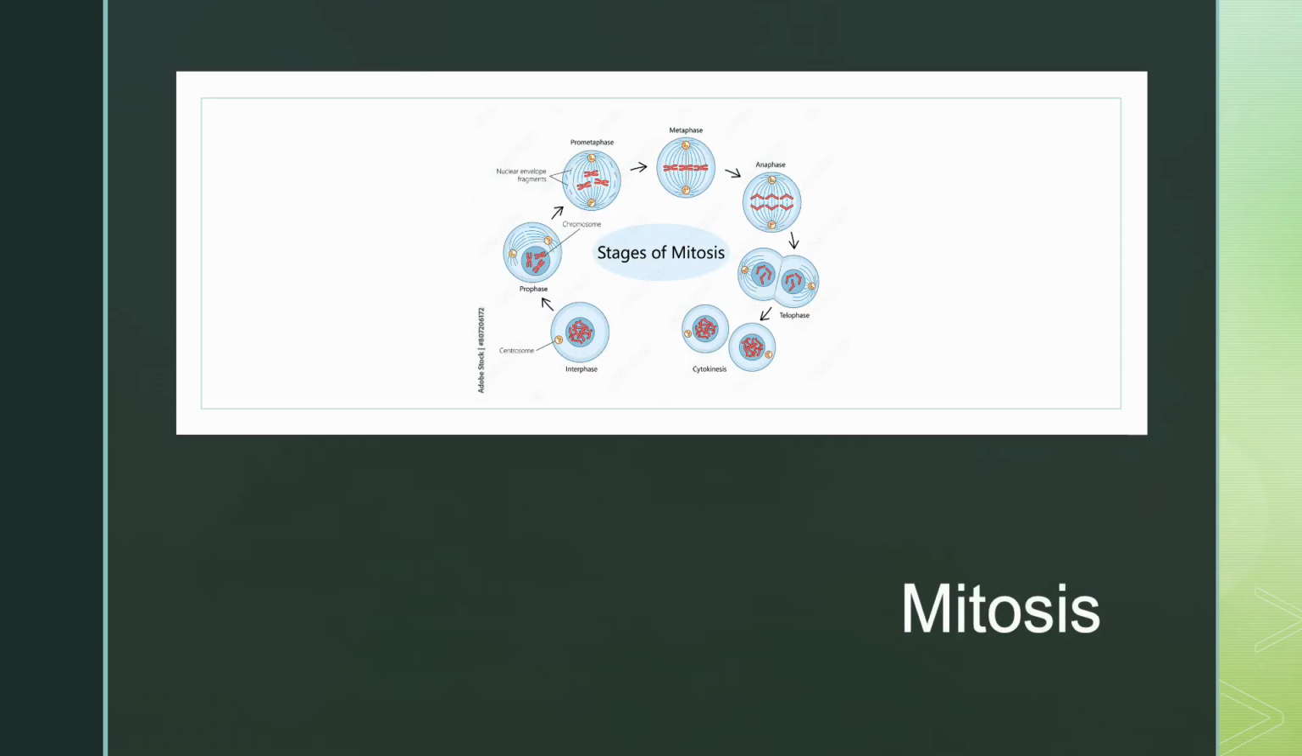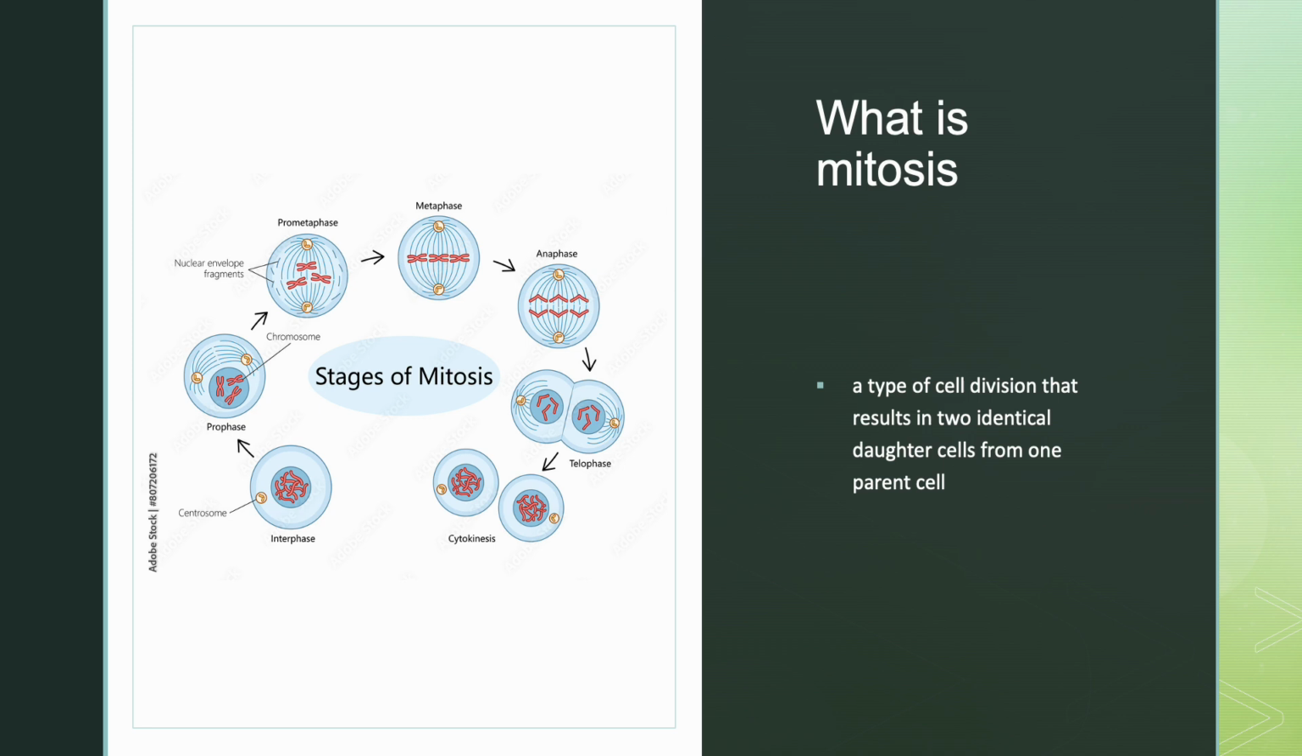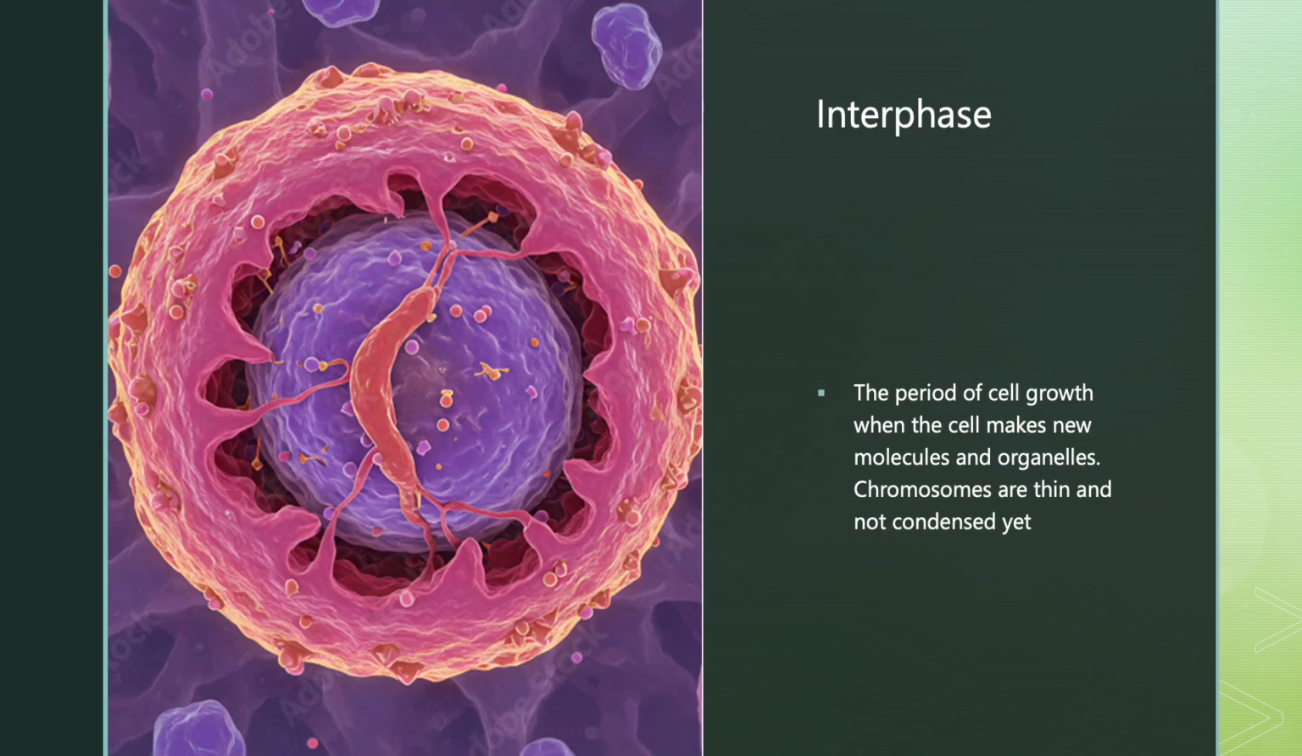Hello, I'm going to introduce the topic of mitosis. Let's first off, what is mitosis? Mitosis is a type of cell division that results in two identical daughter cells from one parent cell.